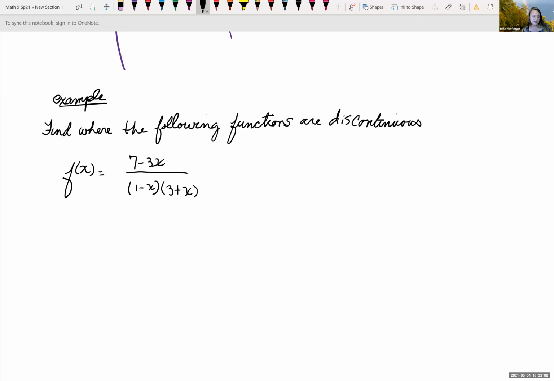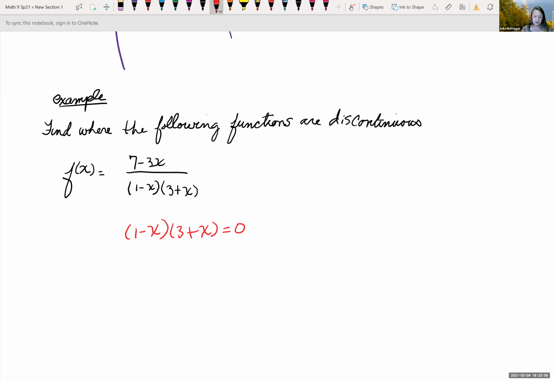Okay, so given this function f of x, we want to find the values where this function is discontinuous. And so we're given a rational function, 7 minus 3x all over 1 minus x all times 3 plus x. If you have a rational function, it's discontinuous at values which set our denominator equals 0. It's undefined there. And so if it's undefined at those values, the graph is gonna have to jump. It's either gonna have asymptotes or a jump in the graph. And so looking at this, setting my denominator equal to 0, I'm looking at when is 1 minus x all times 3 plus x equal to 0.